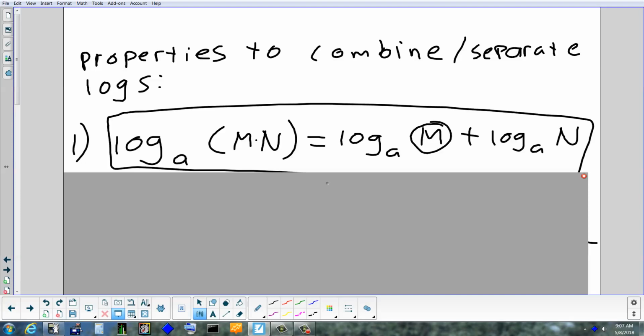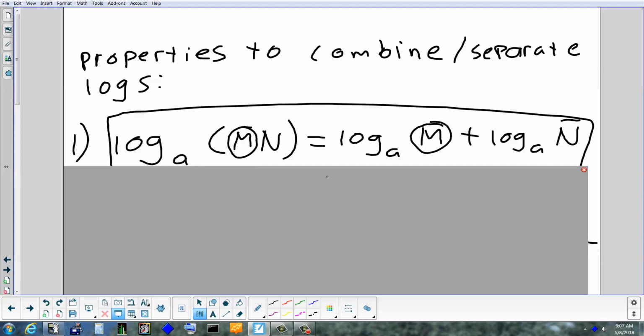The first argument is the first factor. The second argument is the second factor. And if you had a third argument, that would be the third factor. So you can split it up into as many as you need to. If you're multiplying 2 things, it splits into 2 things that are added. If you're multiplying 3 things, it would split into 3 things that are added. 20 things, 20 things that are added. And each argument just comes from each factor.